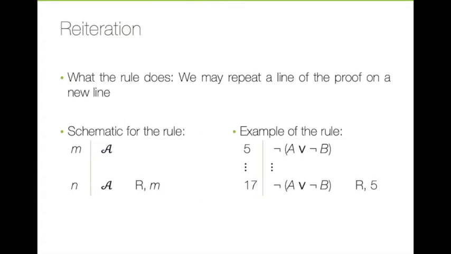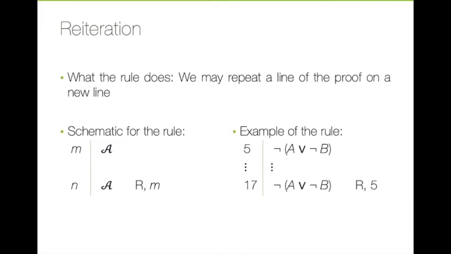What does the rule do? It tells us that we may repeat a line of a proof on a new line. So we have on the left-hand side here a schematic. The schematic shows the basic structure for the rule. Remember that our proofs have numbered lines, and those lines are designed to move us from the assumption of the premises to show the truth of the conclusion. So when we use the rule, reiteration, M and N will be substituted with actual line numbers of the proof.